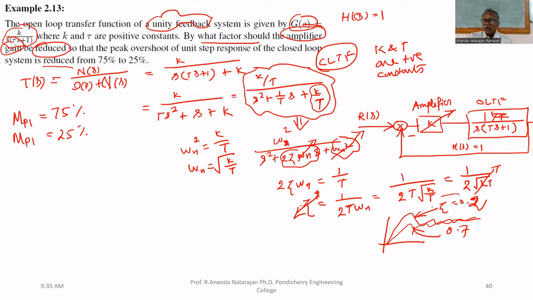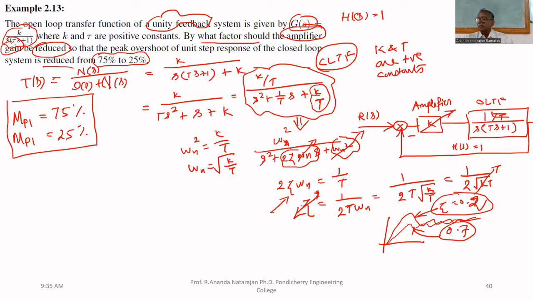For this, zeta is 0.2. This is 0.7. As zeta increases, overshoot decreases. So we have to reduce the overshoot from 75% to 25%. That's why we have to increase the zeta. Zeta has to be increased means K must be reduced. If you reduce K, zeta automatically will increase, so that the overshoot is reduced from 75 to 25%.